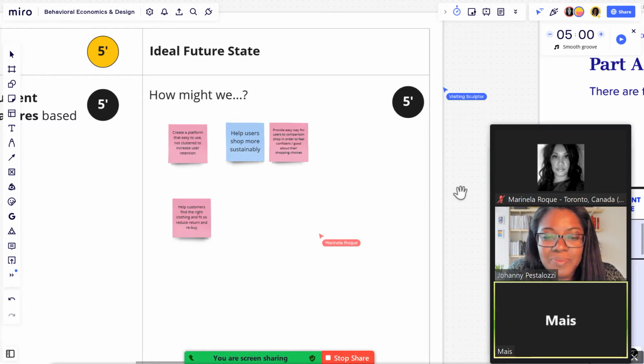I can share what I wrote. I'm not sure if it's the right intention. I wrote creating a platform with easy navigation that's not as cluttered, so users feel happier to use it again and not feel overwhelmed. The second one I wrote is find the right clothing for customers. I guess that would be based on data and fit, so we can reduce the return and rebuy.